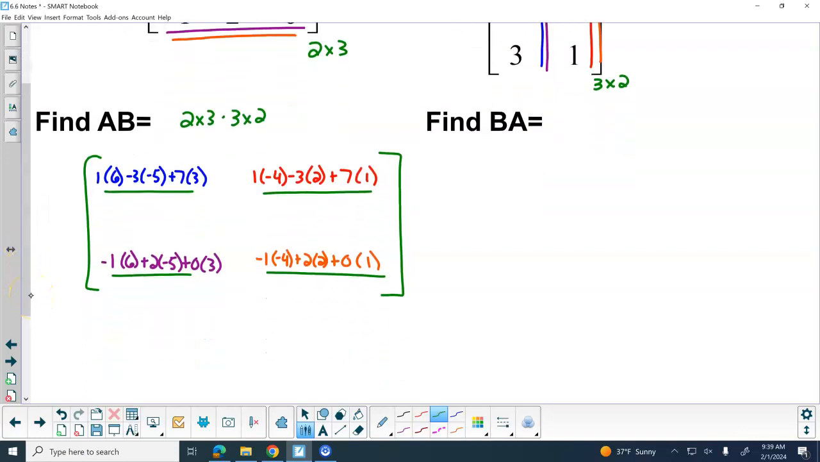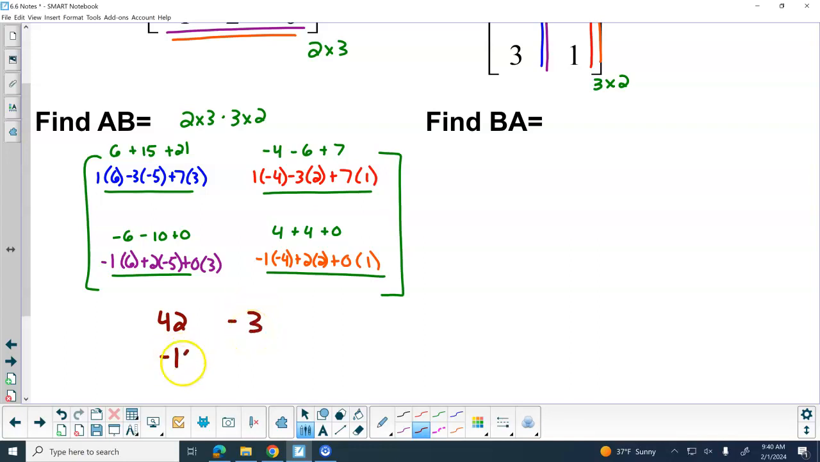So that's 6 plus 15 plus 21, negative 6 minus 10 plus 0, 4 plus 4 plus 0, negative 4 minus 6 plus 7. So I get 42, negative 16, negative 10, negative 3, and 8.